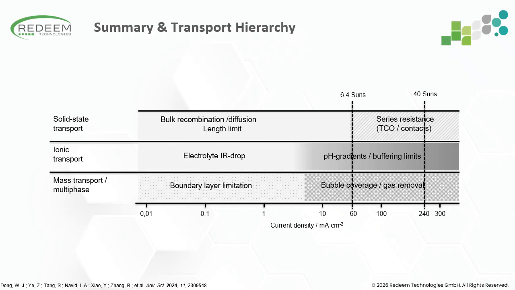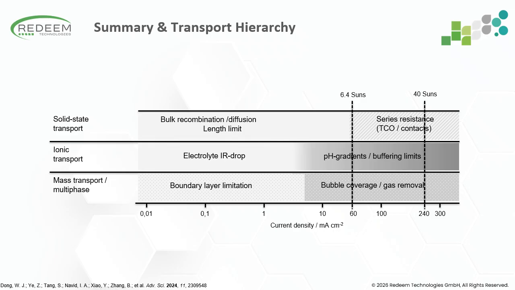So this is why I'd like to revisit the transport hierarchy from the previous chapter, but now from the perspective of operating conditions. The key message is that not every PEC reactor should be designed the same way. The optimal reactor architecture depends strongly on the current density it is expected to operate at, which in turn is largely determined by the illumination intensity.